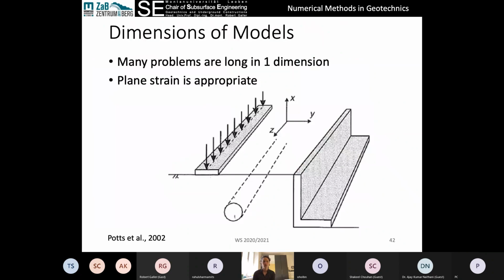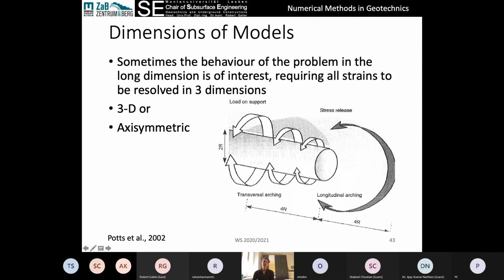So then moving on from discontinuum versus continuum, thinking about the dimensions of our model. For a lot of problems that we're trying to solve, for tunnels, for strip footings, for retaining walls, plane strain is appropriate, like we talked about earlier. But sometimes for our tunnels, we're interested not just in what's happening around the circumference of the tunnel, but also what's happening in front of the tunnel. What's happening in front of the face can also be very important, especially in weak rocks or soils.